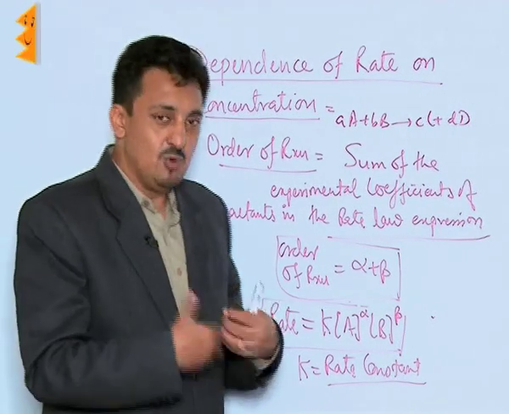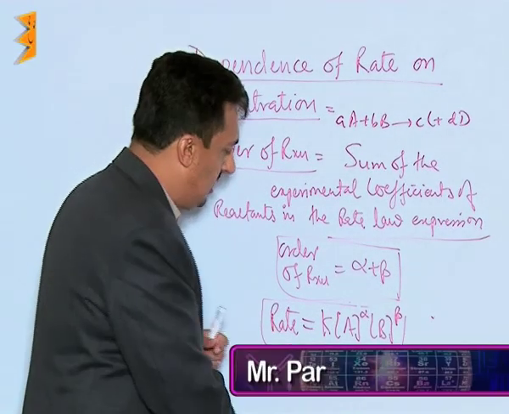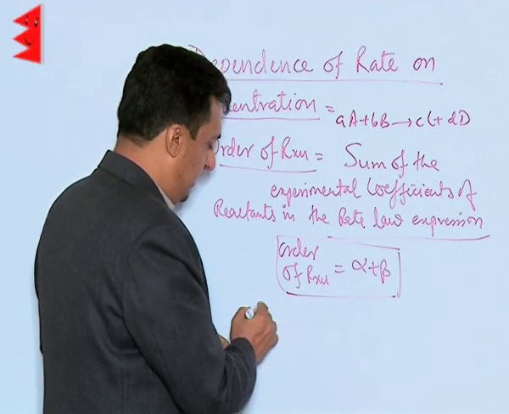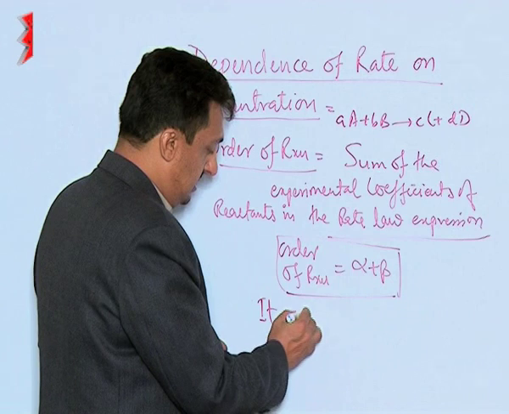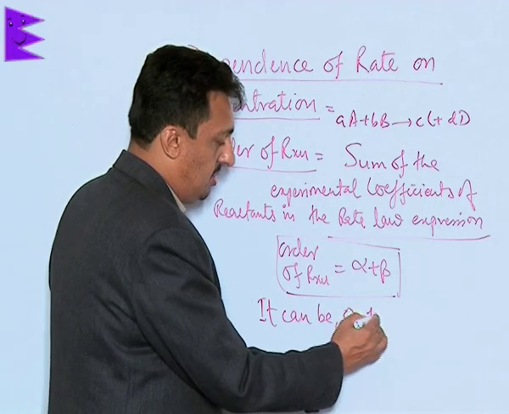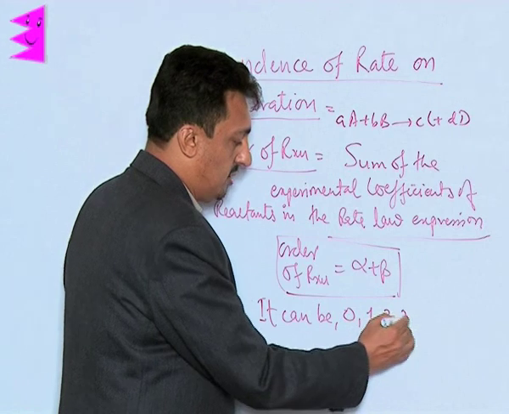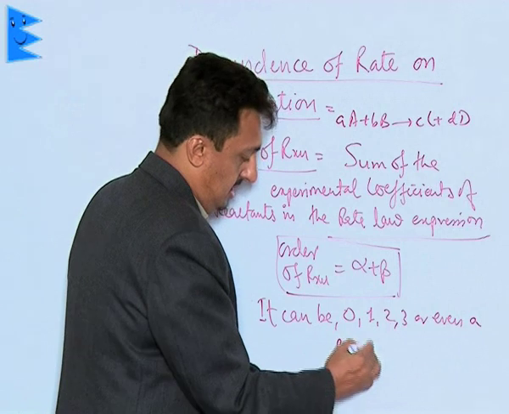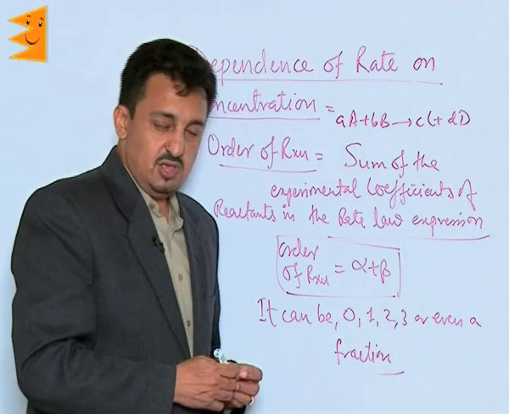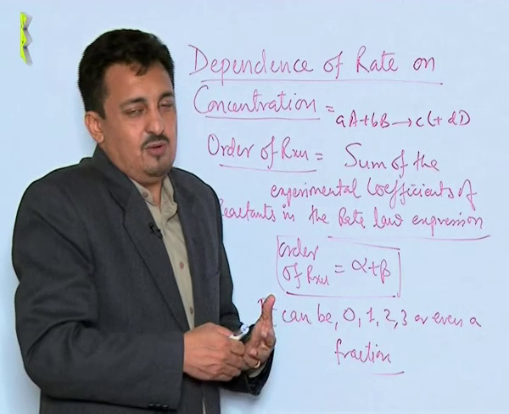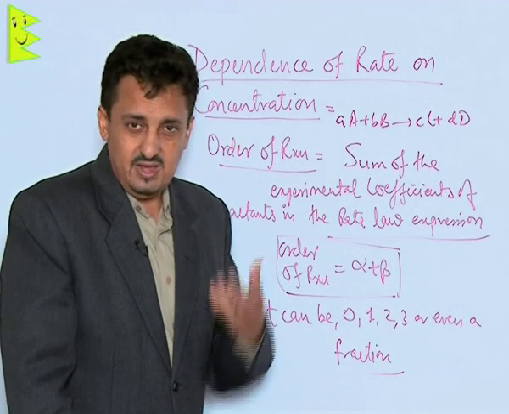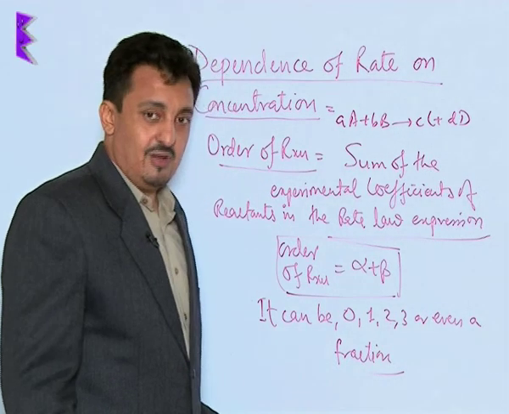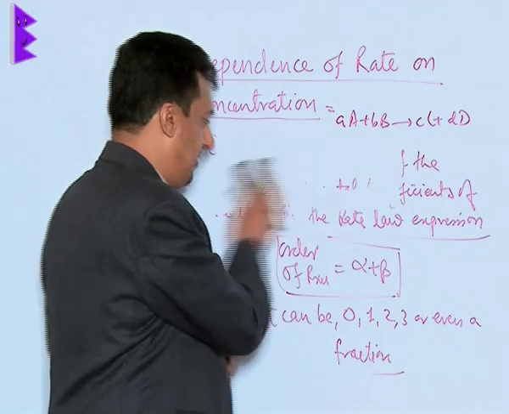Now let us study more about the order of the reaction. The order of a reaction, which is the sum of alpha and beta, can be 0 or 1 or 2 or 3 or even a fraction. It can be a fraction also, because we don't know anything about this beforehand. It can come out to be any figure because it is only obtained experimentally. Now let us understand the rate constant.